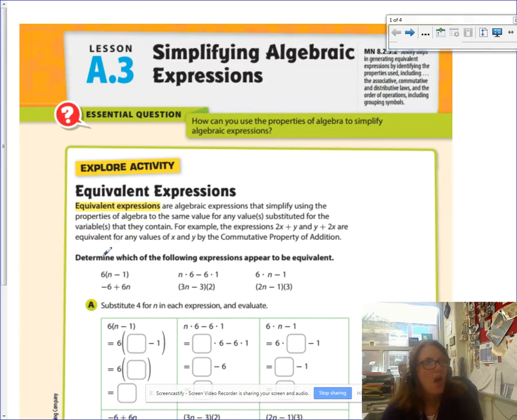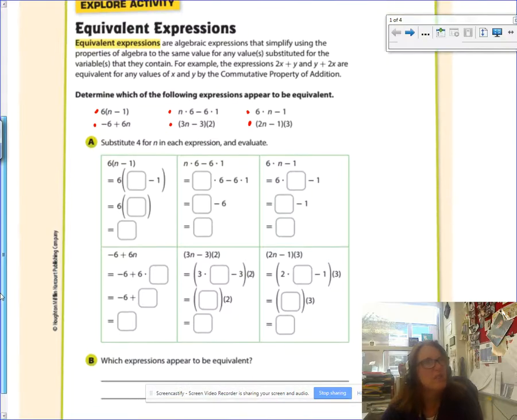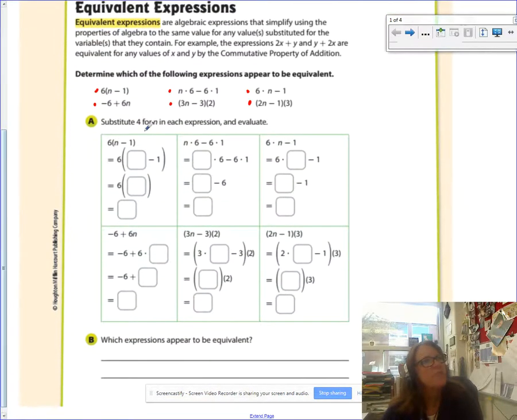So on the top up here, they've given you a list of 6 different algebraic expressions that look pretty similar. What we want to do is test these and see if they really are equivalent to each other, meaning they would produce the same value and they're kind of identical even though they might not look that way. In step A, they want you to substitute 4 in for the variable n in each one of these and then evaluate it. That's one way to test right away. If we get the same answer, then yes, maybe they might be the same.